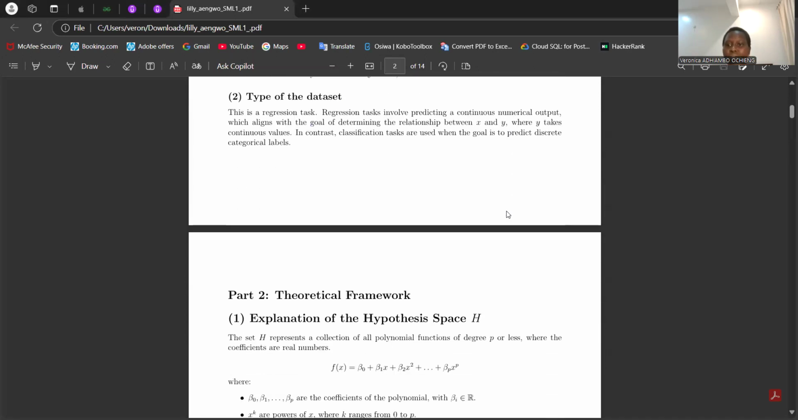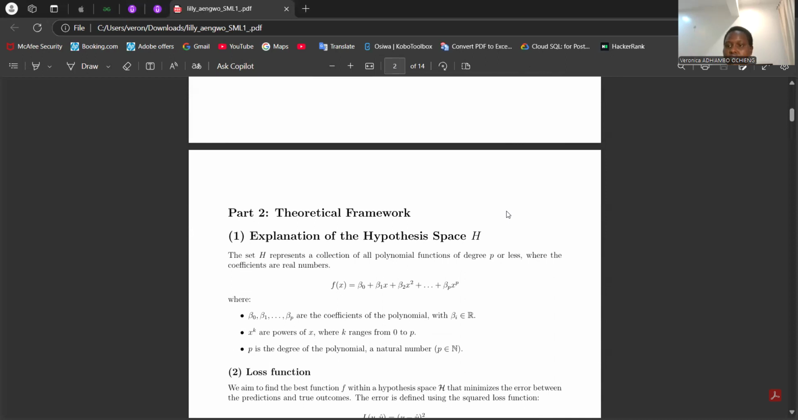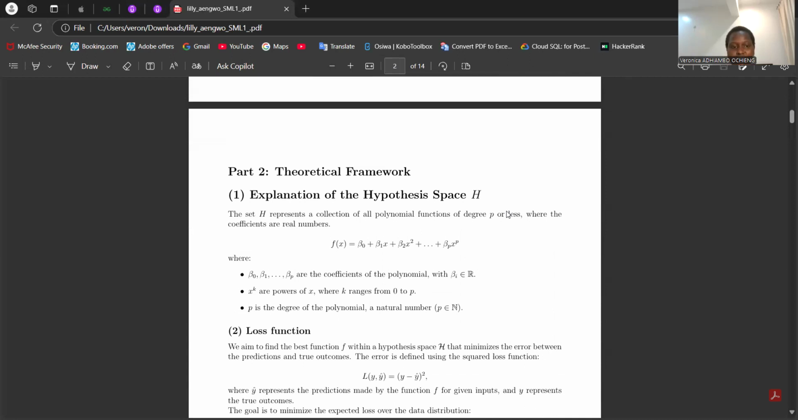Concerning the theoretical framework, these are the mathematical techniques used in statistical machine learning. There are 5 of them, and the first one is the hypothesis space, which is denoted by F, the collection of all polynomial functions of degree p.